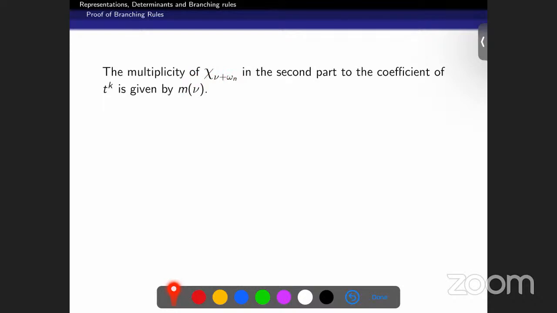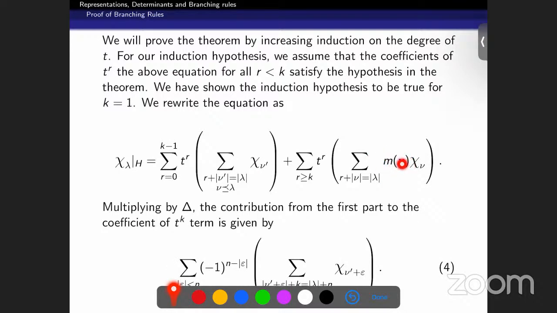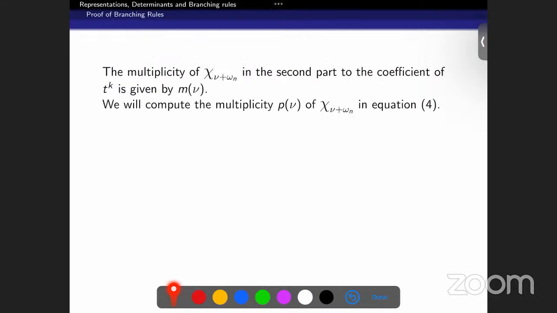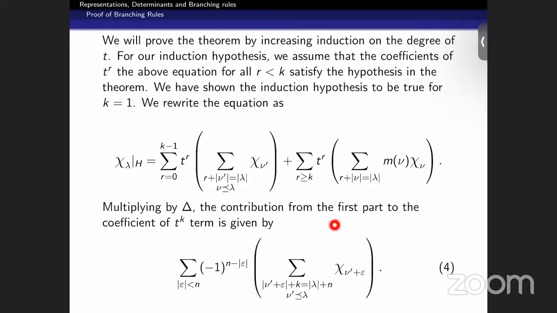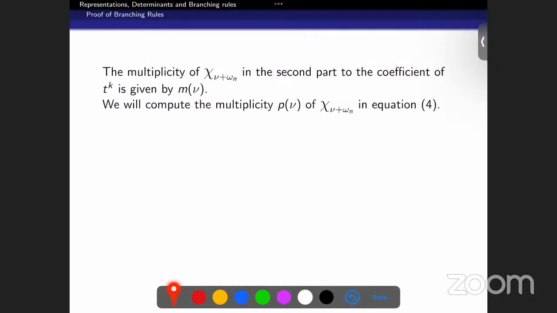And what we want to do is understand the multiplicity of this term. Here the multiplicity of this was given by m nu, right? And we'll say that the multiplicity of this nu plus omega n in this previous one, in this one over here, we are calling p nu. So we will compute this multiplicity p nu by some combinatorics. And you see what's happening is that m nu plus p nu would be equal to the multiplicity in the numerator, in the Weyl character formula numerator, right? So this would be the final thing that we'll be using for figuring out what exactly the branching rules are.